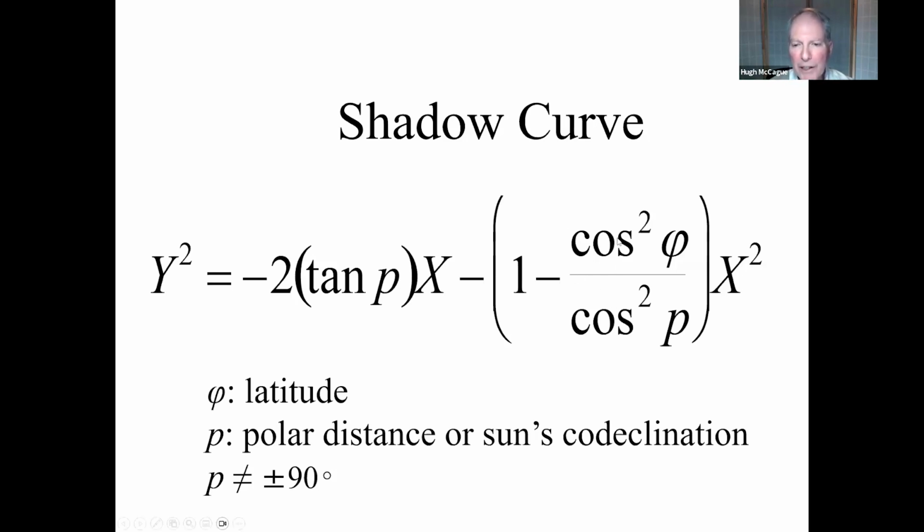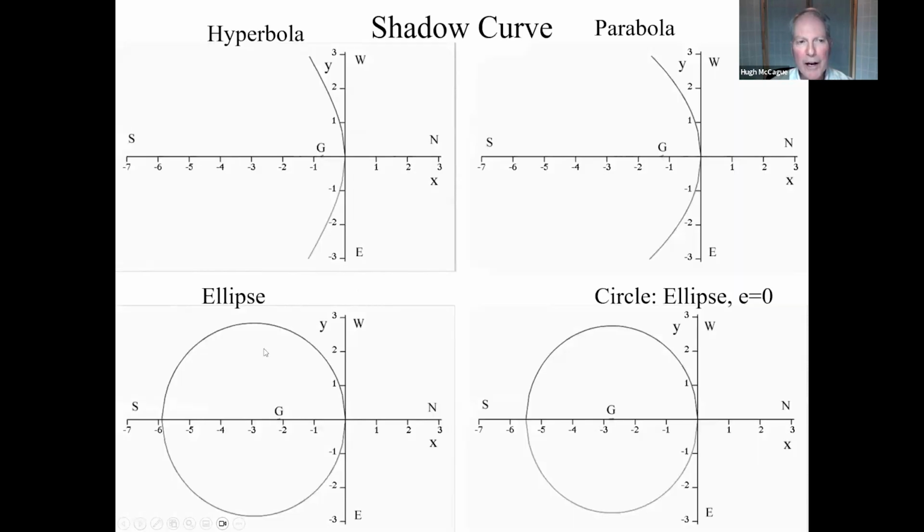With this formula, depending on these values, the latitude and the polar distance of the sun's co-declination, it will give you different conic sections. Let me show you. Very elegant and very beautiful. So here, G is the base of the gnomon. And the origin, you recall from your high school mathematics, the ordered pair 0, 0 there, is actually the apex of the shadow. And the locus of points that the sun's shadow makes over the course of the day is either a hyperbola, parabola, an ellipse, or a circle.